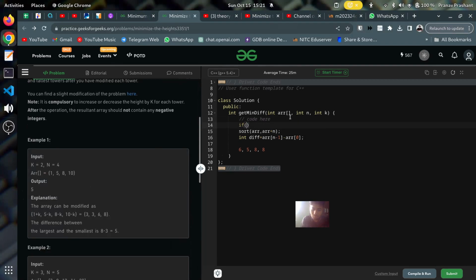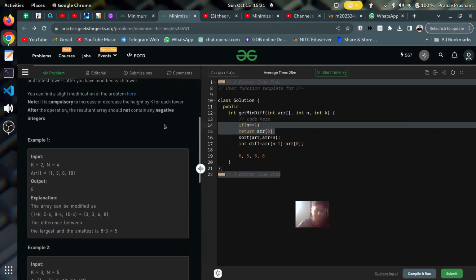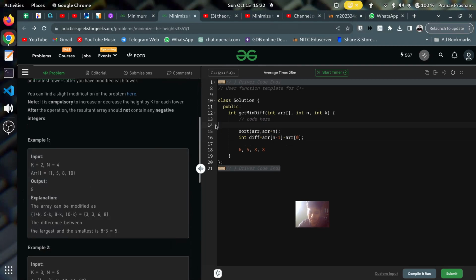If n is equal to 1, then we'll return that element itself. What is it? Array of 0. So fine, this case is also not required; we can remove it, because while using the loop it will take care of one element, so we do not specifically put this as a case. So that is what 6 5 8 8 7.